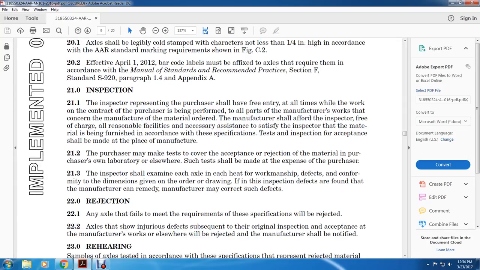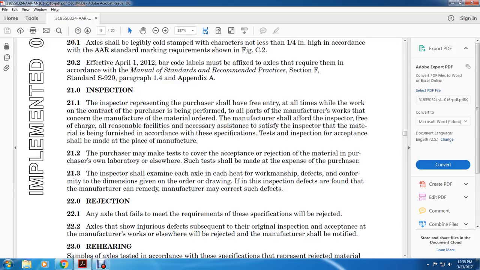21. Inspection. The inspector representing the purchaser shall have free entry at all times while work on the contract of purchase is being performed. All parts of the manufacturer's works that are concerned with the manufacture of the material ordered shall be open to the inspector. The manufacturer shall afford the inspector free of charge reasonable facilities and necessary assistance to satisfy him that the material is being furnished in accordance with the specification, testing and inspections.